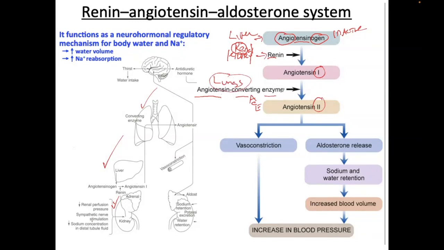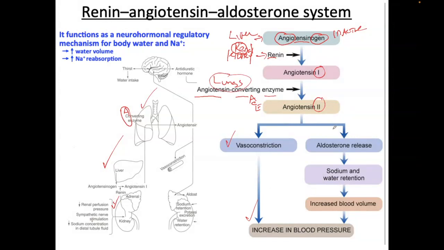So the lungs make ACE, angiotensin converting enzyme. That converts angiotensin 1 into angiotensin 2. Now, once you have angiotensin 2, this is where a lot of the magic happens. Angiotensin 2 is going to constrict your blood vessels, which increases blood pressure.